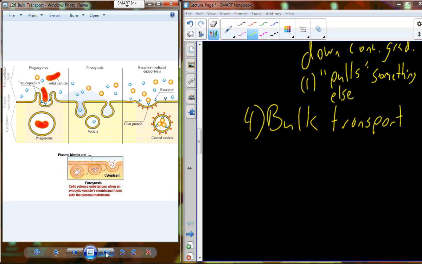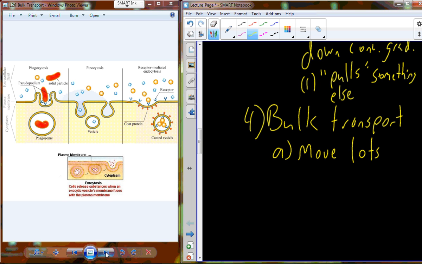And I want you to be familiar with four different types of bulk transport across the membrane and one type of bulk transport through the cell itself, okay? So again, bulk transport, we're going to move lots of stuff at one time. So it's not just a single ion in this case, like what we had with active transport. It's a whole bunch of stuff all at one time.